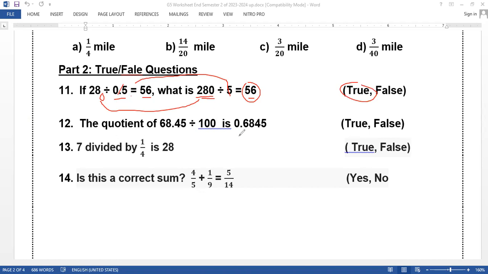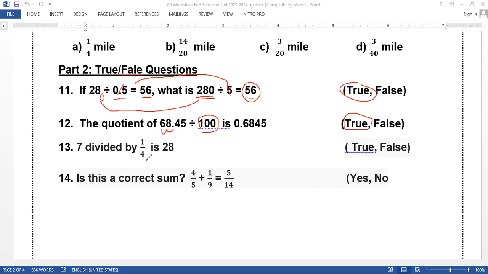The quotient of 68.45 divided by 100 equals 0.6845. If you divide by 100, we move the point to the left twice. So here 1, 2. The point becomes here after the 6. So the answer is correct. It's 0.6845.